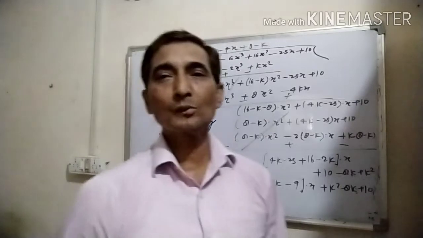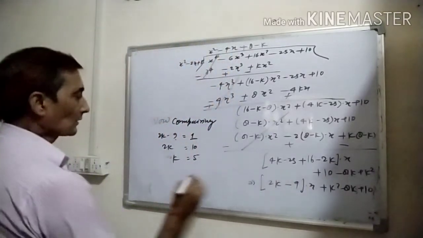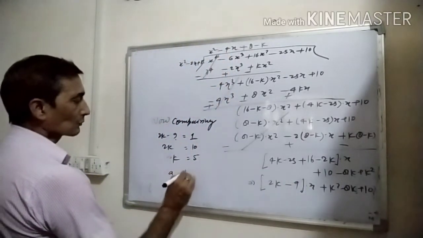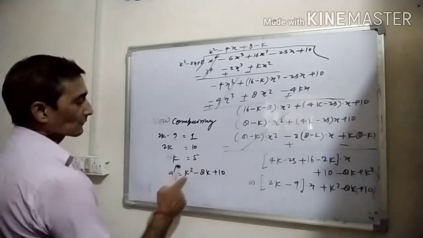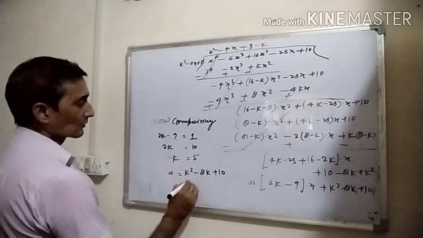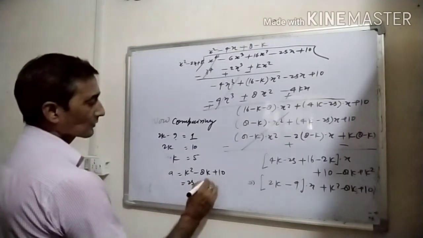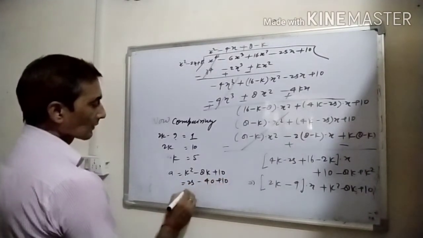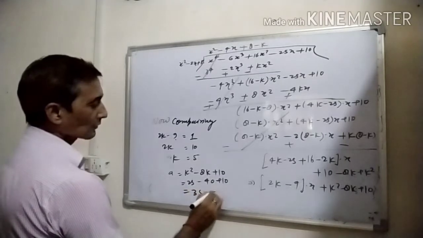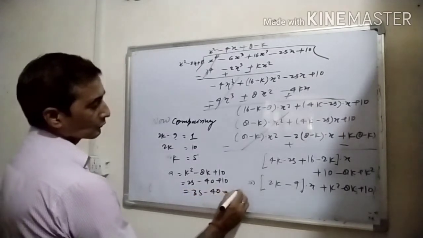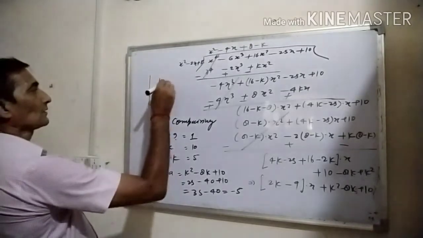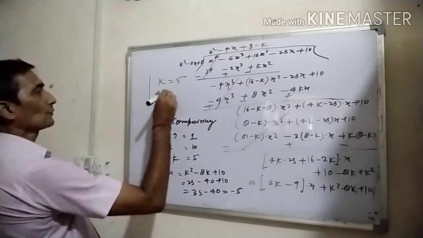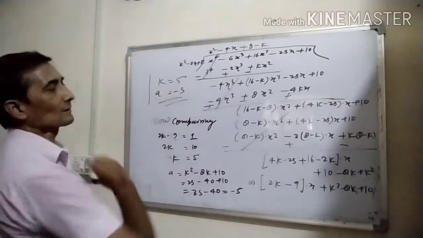The value of k equal to 5, and a is equal to k square minus 8k plus 10. Substituting the value of k, 25 minus 40 plus 10, 35 minus 40 and is equal to minus 5. Finally your result is k is equal to 5 and a is equal to minus 5. This is your answer.